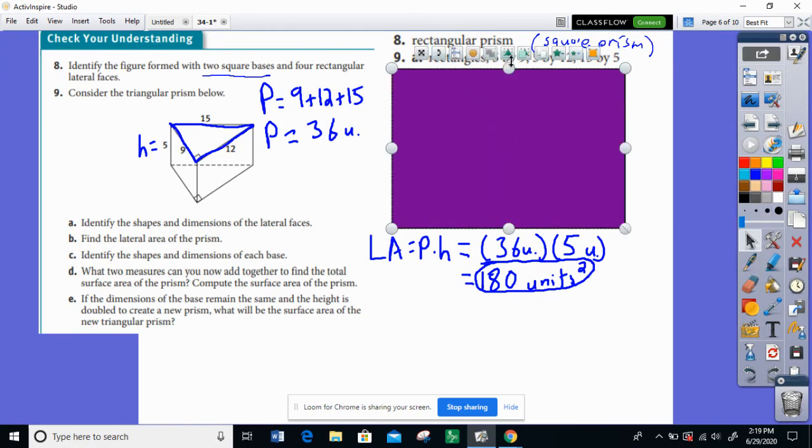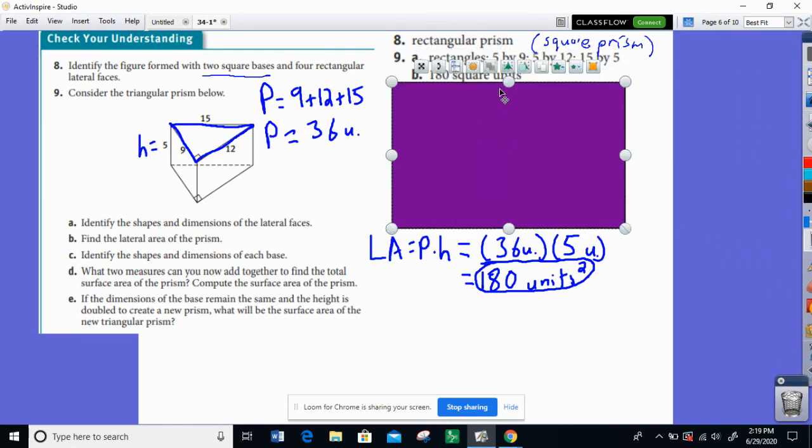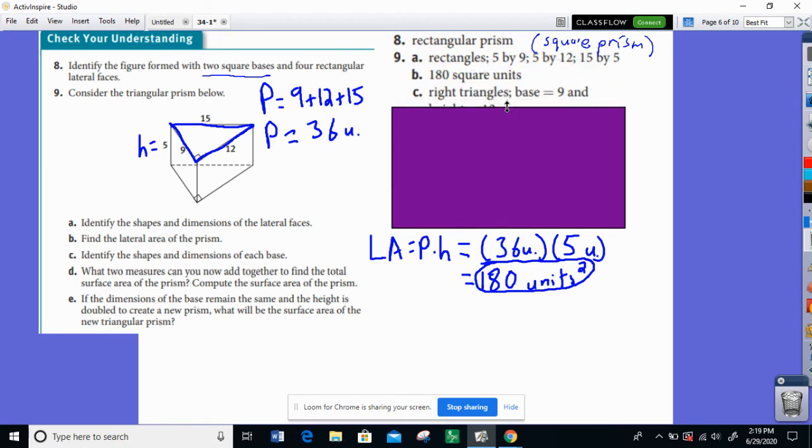That's how we get that answer for part B. Part C says, identify the shapes and dimensions of each base. Well, if it's a triangular prism, we name a prism by the bases, so that's going to have to be right triangles with base 9 and height 12.